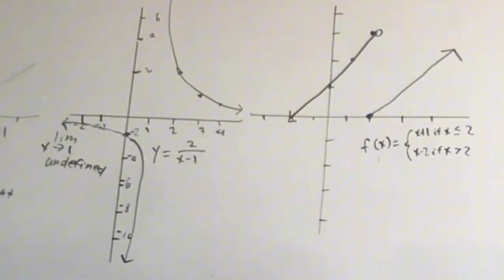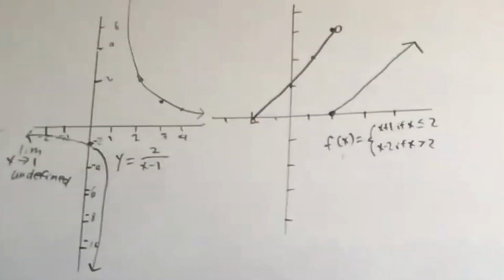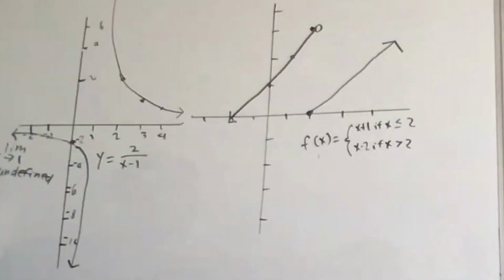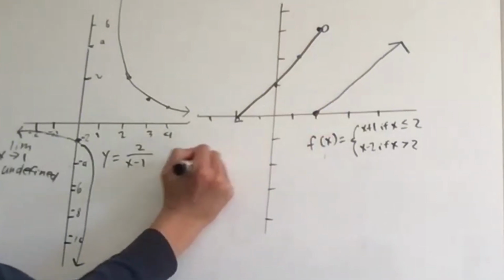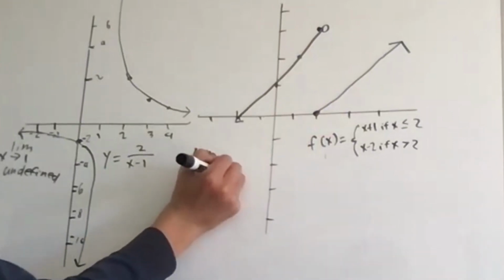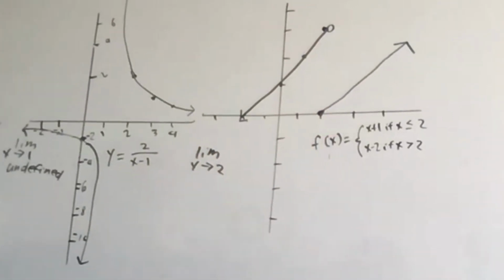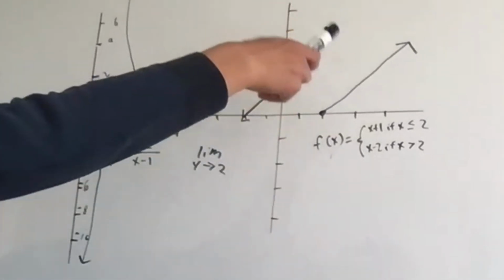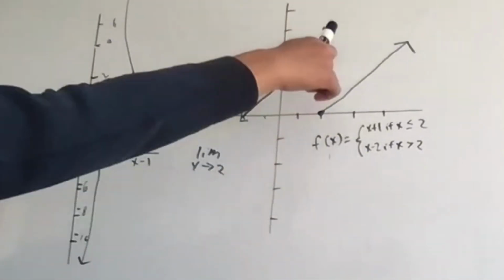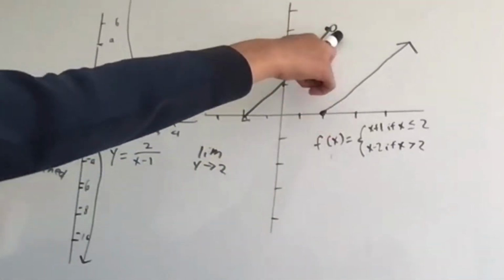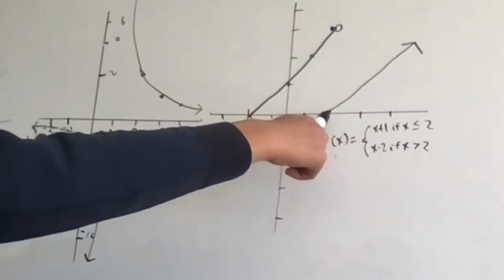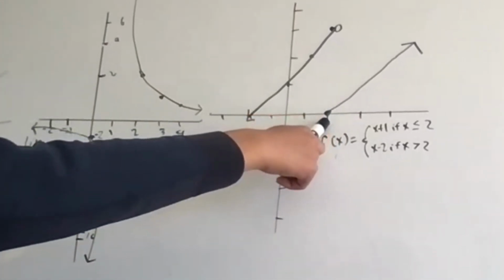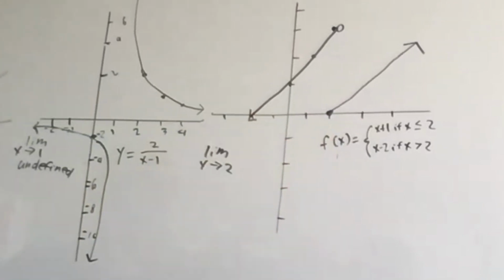Next, let's look at a jump discontinuity. Here, let's look at the limit of x as it approaches 2. From the left side again, the value of this would be 3. However, on the right side, this limit would be 0.